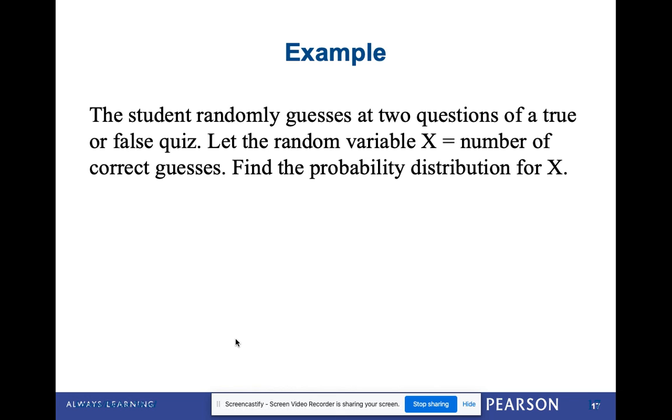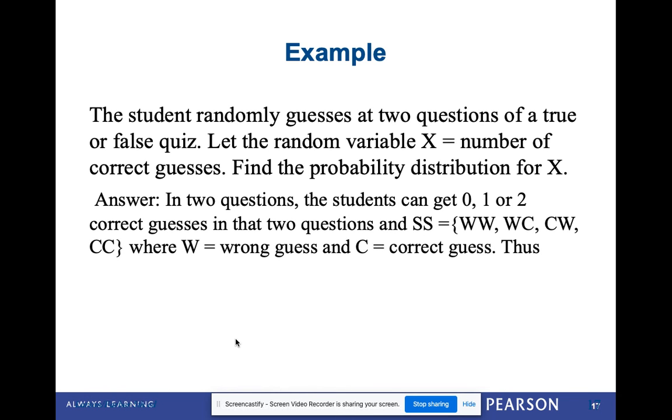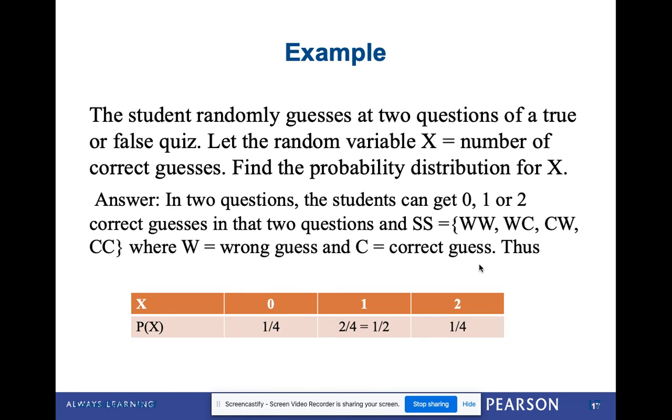The sample space corresponding to that would be WW, WC, CW, and CC, where W is the wrong guess and C is the correct guess. Thus, this will result in your probability distribution. A 0 correct guess means both questions were what? Wrong.